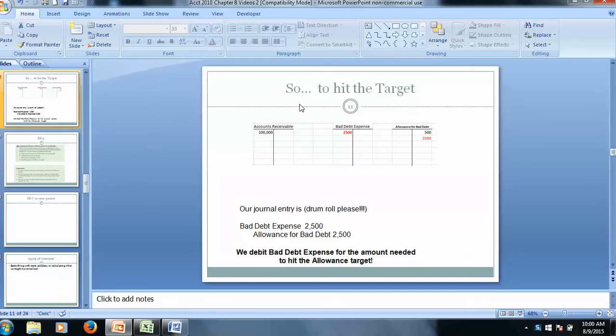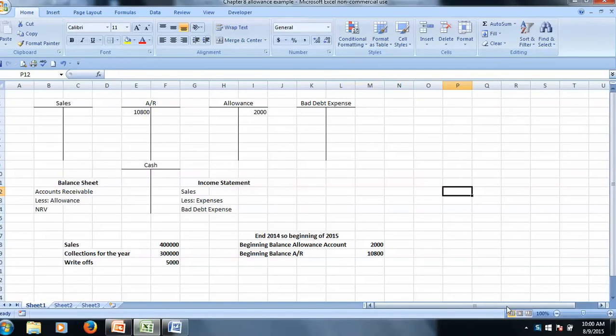So let's go ahead and jump out to an actual problem that I've set up in Excel and work through it to demonstrate this more in depth. So in my problem, we had at the end of 2014 or at the beginning of 2015 a beginning balance of $2,000 in the allowance account. That is amounts that we had set aside, values we believe will never be collectible from any remaining accounts receivable. We had a balance in the accounts receivable of $10,800 at the end of 2014, so we carry it over as our beginning balance of 2015.